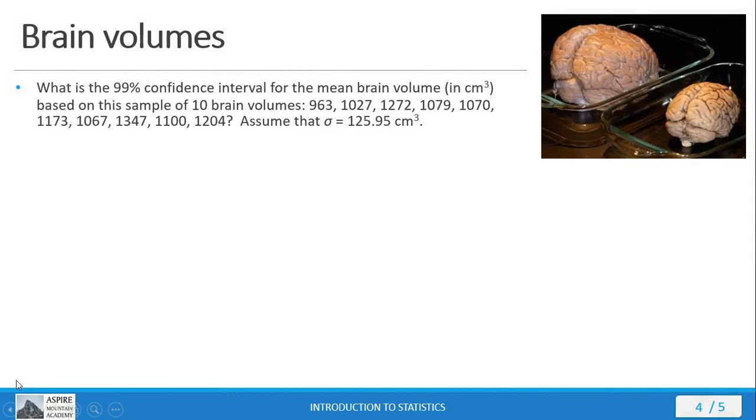Let's look at one more example problem, this one involving the volumes of brains. So what is the 99% confidence interval for the mean brain volume based on this sample of 10 brain volumes? So this is the 10 different data points there. And then we're asked to assume that the population standard deviation is 125.95. Well, to calculate this problem, how would you proceed? Go ahead and stop the video here and figure this out. Do your best. Come back. We'll see how well you did.